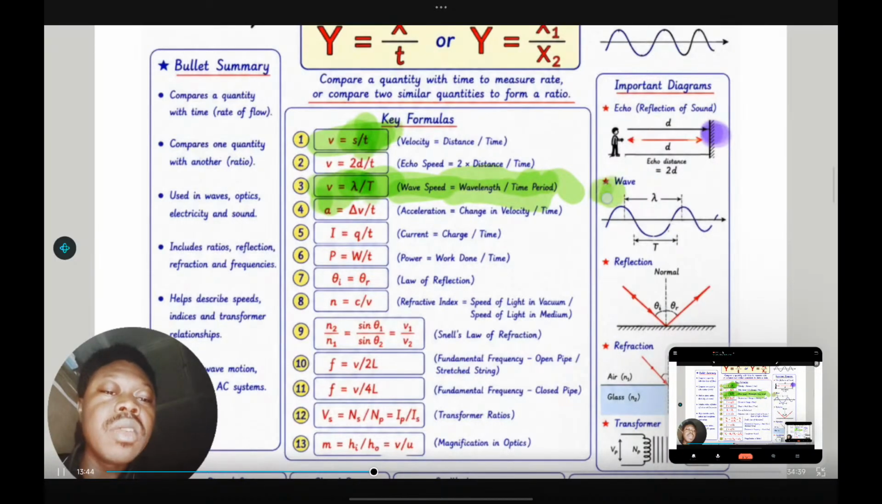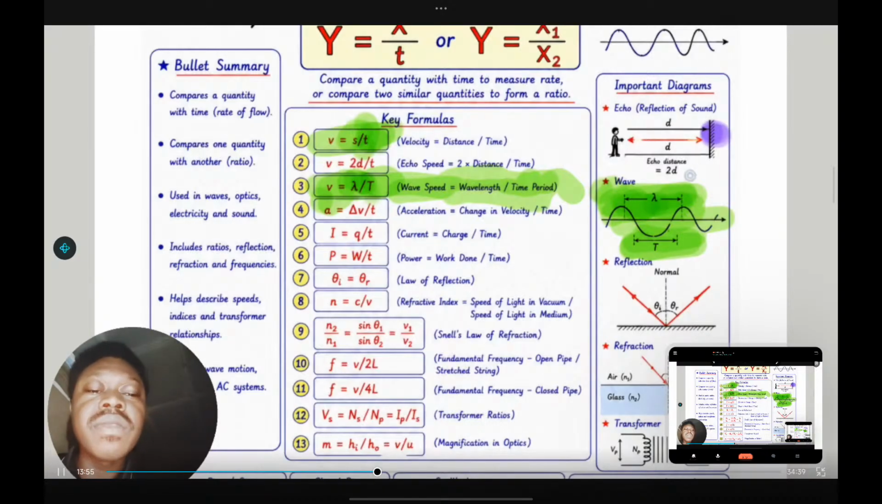And for wave speed, you get it from this. You can see your period, the time taken to complete one oscillation, and then wavelength, the distance between two successive crests or two successive troughs. You can see that happening.